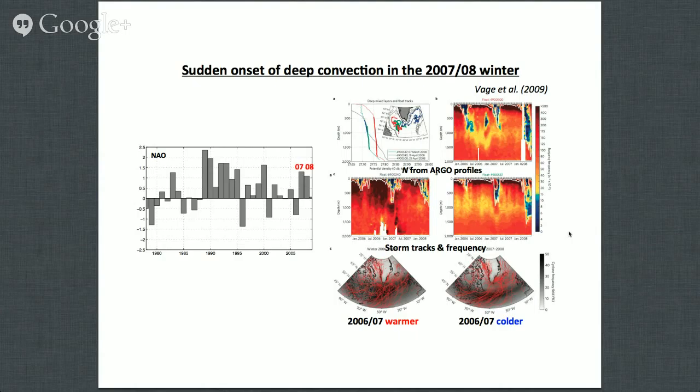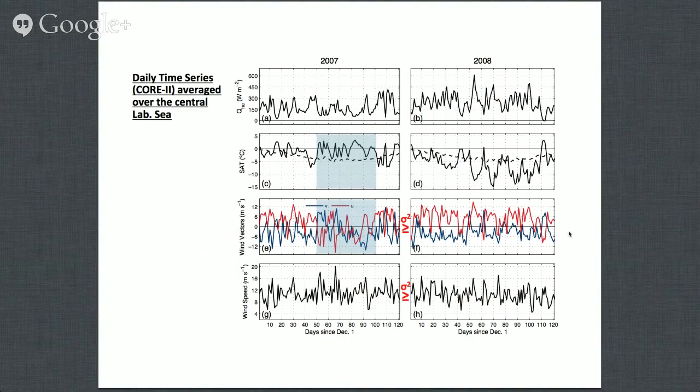So we first look at this daily time series over the LAPC in 2007 and 2008 winter from CORE, which is based on the NCEP reanalysis with some corrections based on satellite or in situ observations. The top panel shows the turbulent, sensible plus latent, heat flux, the second is surface air temperature, the third is winds, and the fourth panel shows the wind speed.